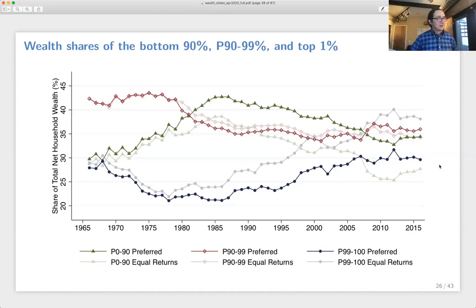It's important to keep in mind when looking at these long time series this question of persistence. The 1965 top 1% is clearly different people than the 2016 top 1%.